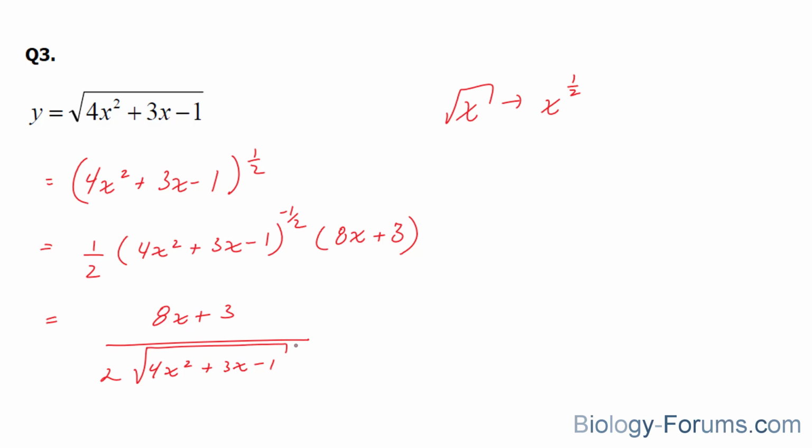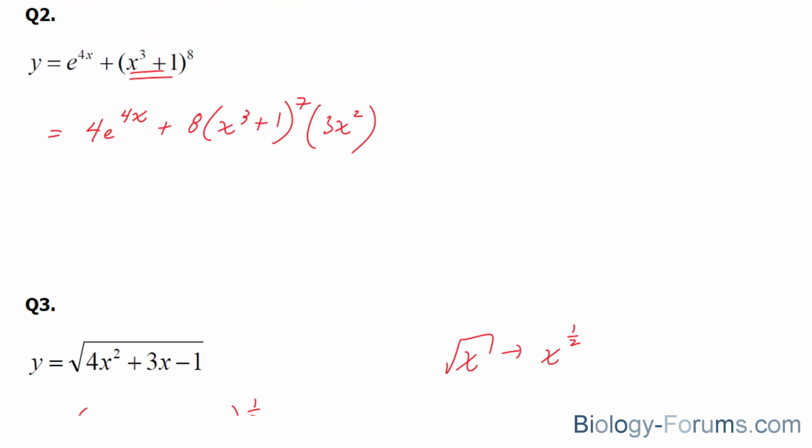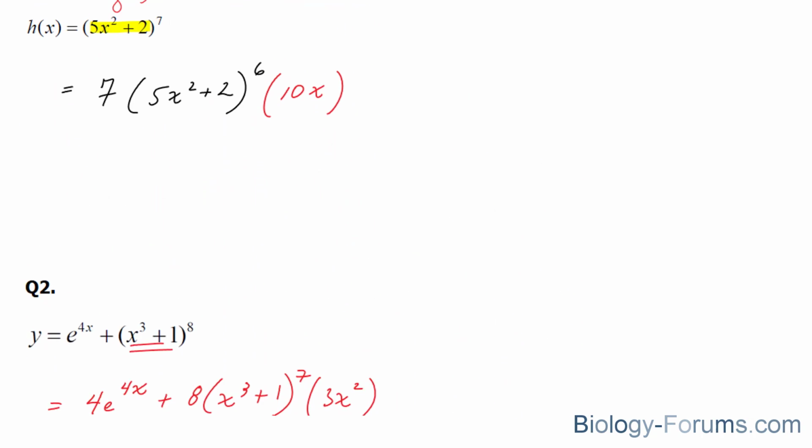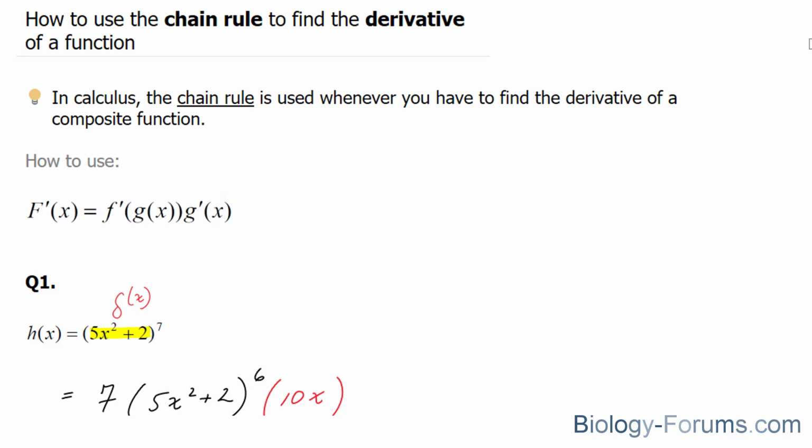Now, of course, your teacher might be very picky and they might not want radicals in the denominator position, and rightfully so, so you would have to rationalize this further. But for the sake of learning how to find the derivative using the chain rule, this will do. So there you have it. 3 examples on how to use the chain rule in calculus.